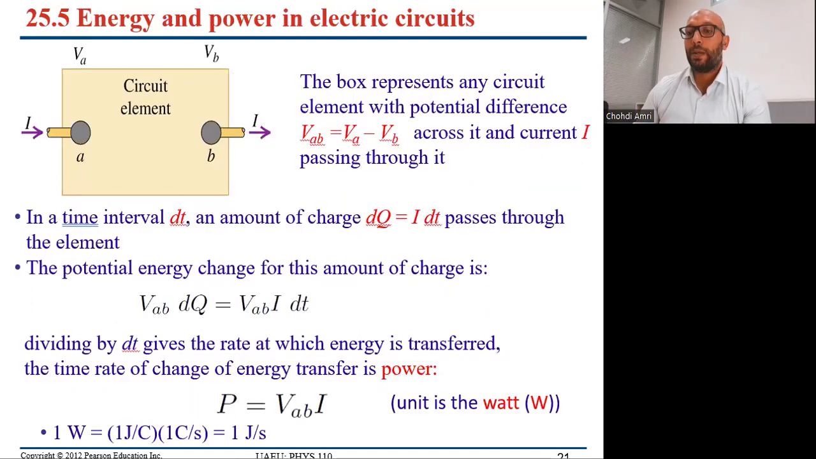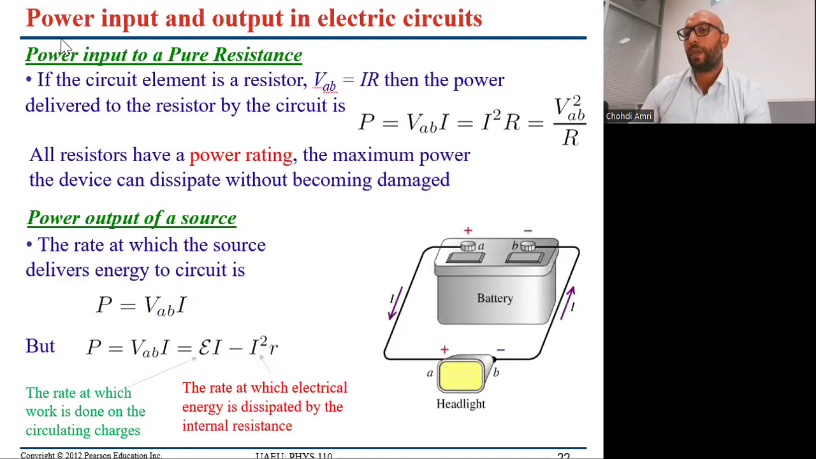Okay, what about the power now? The power input or power output in the electric circuit. Power input to a pure resistor. If the circuit element is a resistor, in this case, the potential difference will be IR based on Ohm's law. And then the power delivered to the resistor will be the potential difference multiplied by the current, or I squared multiplied by the resistance, or the potential difference squared divided by the resistance.